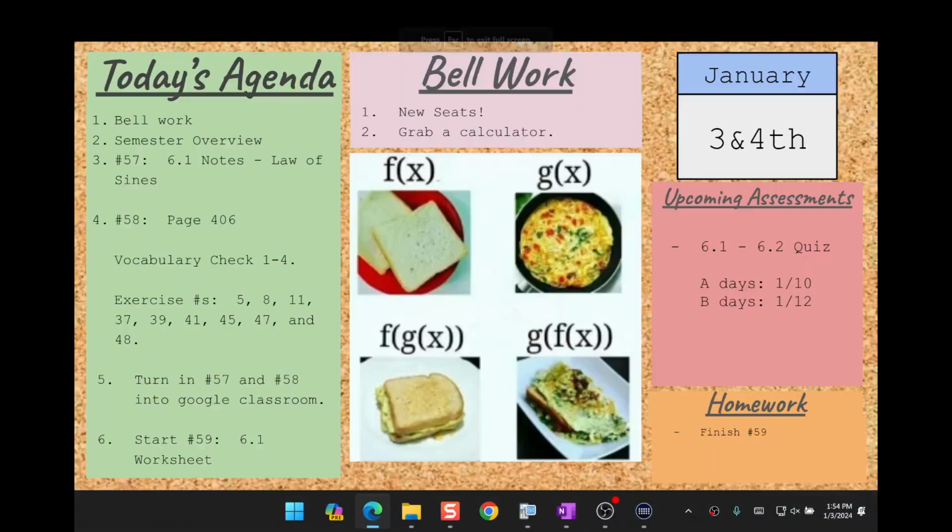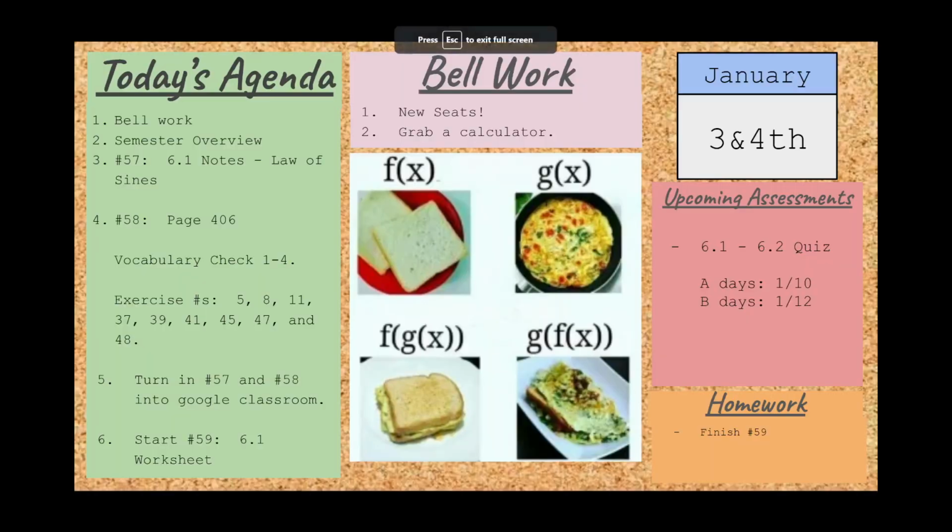Okay. Anybody else? Vocab check 1 through 4, number 5, 11, or 37? Any of those that I can help with? Number 11? Okay.